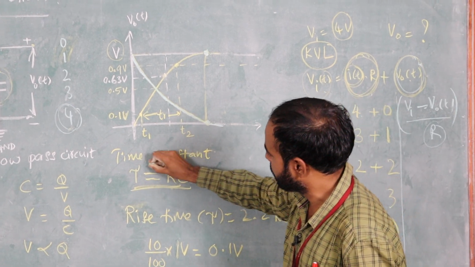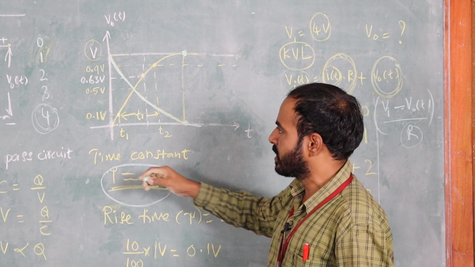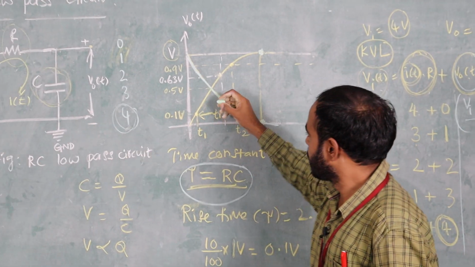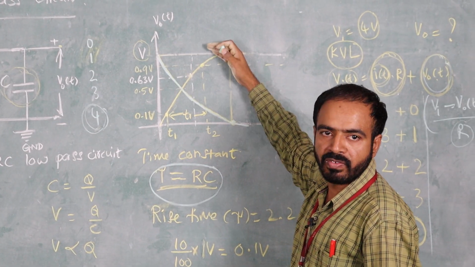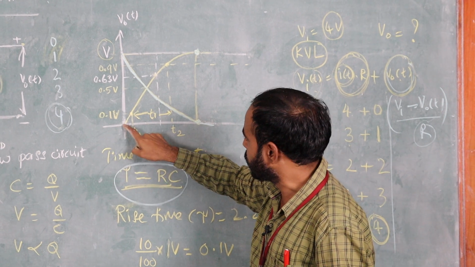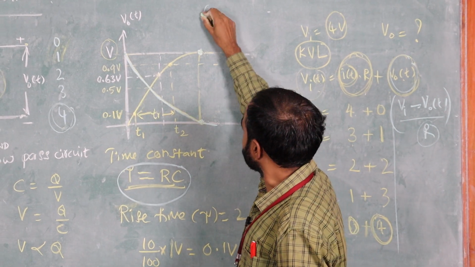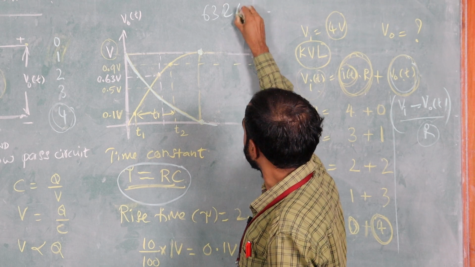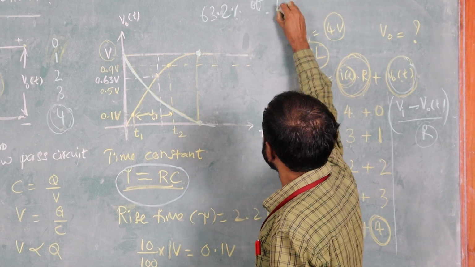Here, we have to know what the time constant is. The time constant is the time taken by the output waveform to rise from 0 to 63.2% of its final value.